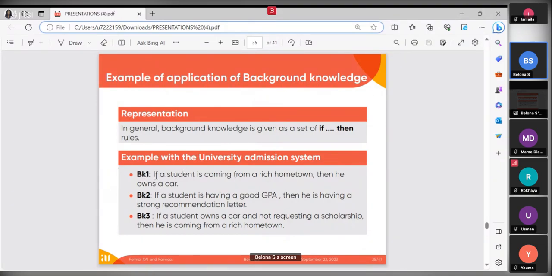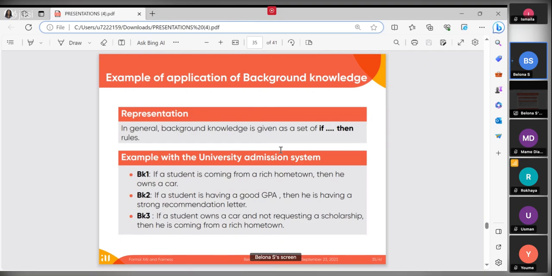Now let's say that for this particular example we have this background knowledge. If a student is coming from a rich hometown, then he owns a car. If a student has a good GPA, then he has a good recommendation letter. If a student owns a car and is not requesting a scholarship, he's coming from a rich hometown. So this is how background knowledge looks. And how do we get background knowledge? You can get it from an expert in the domain, or even from the people who ask you to build the model.